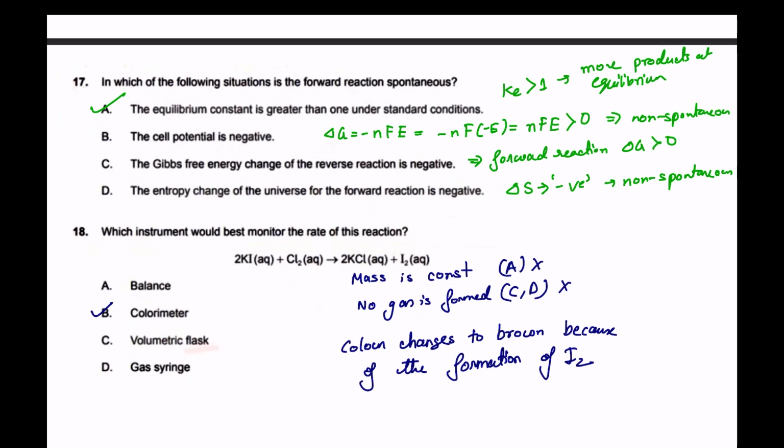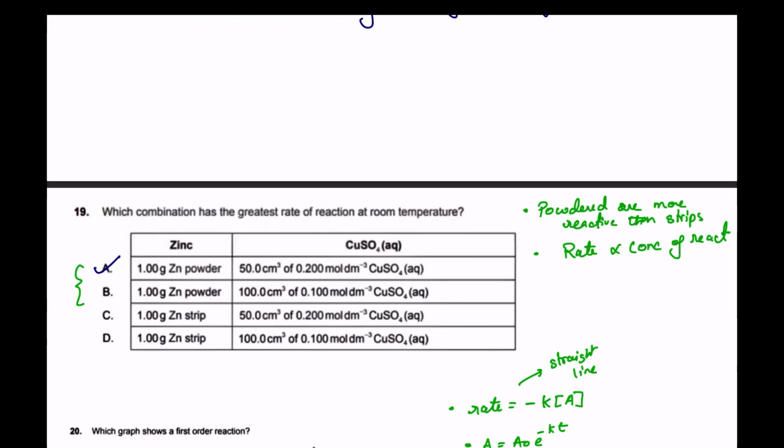Now the total volume of this reaction will also not change. If we consider the liquid volume, it will also be the same. This will also not work. But a colorimeter will work, because there would be a color change in this reaction because of I2. The color will change to brown because of the formation of I2. As I2 is being formed, the color of the solution will slowly start turning brown. So using a colorimeter, we can find out the rate of change of this color, and then obviously we can derive a rate for this reaction. Option B is the correct answer to question 18.